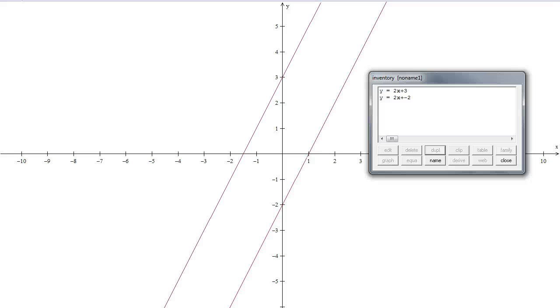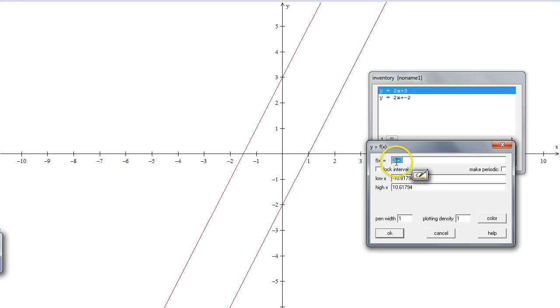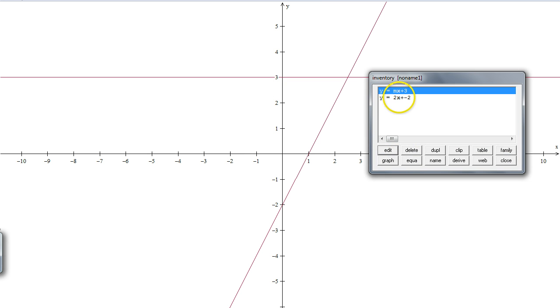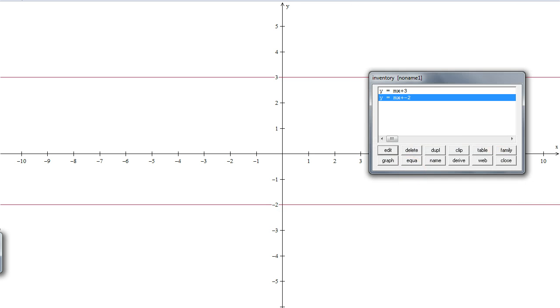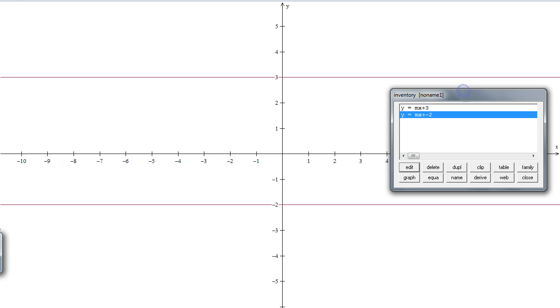Isn't that nice? I could even do something more interesting. Let me edit this. Instead of 2, I'm going to plug in m. And click OK. Oops, it became a horizontal line. Let me edit this and put m again here. Again, it became a horizontal line. Anybody see why both of these lines became horizontal lines? Guess what the value of m right now is? 0, because when m is 0, you get horizontal lines, right?